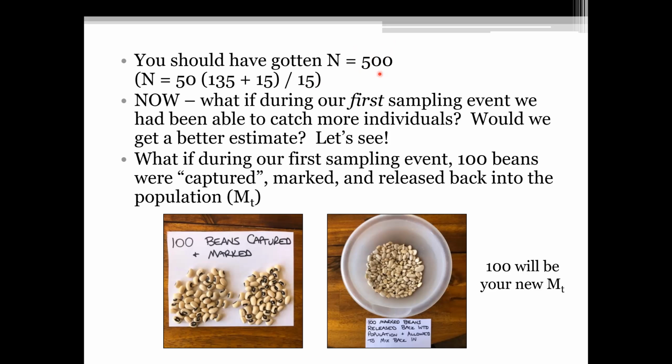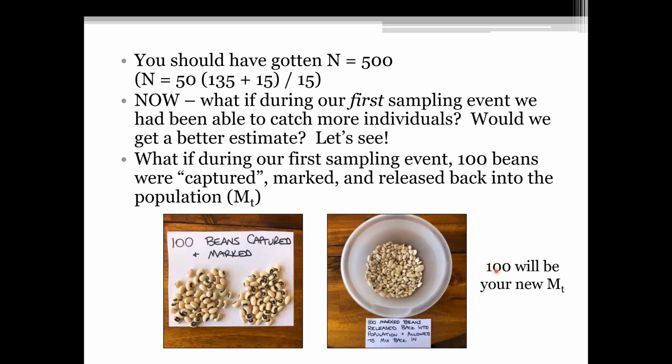So this is going to, hopefully I don't confuse you here, but now your lab manual is asking, what if during our first sampling event, we had been able to catch more individuals? So remember, in these experiments, we captured 50 beans. We marked them with black Sharpies and then we released them. So this whole time our MT has been 50. Well, what if our MT was 100?